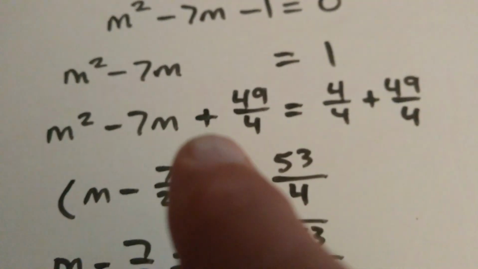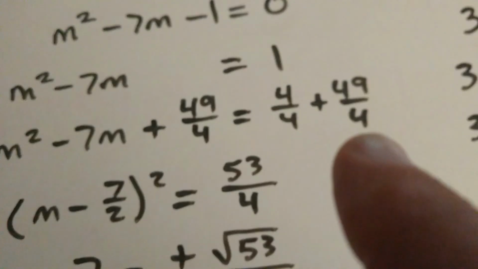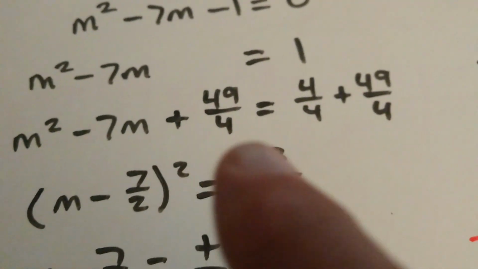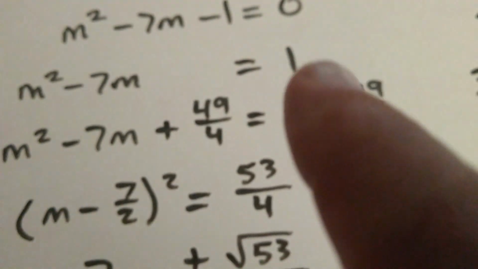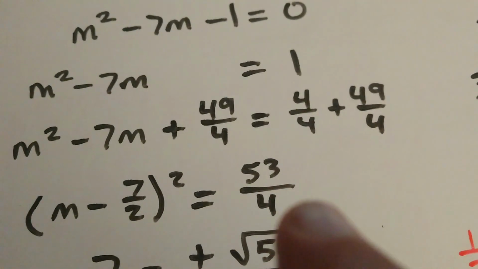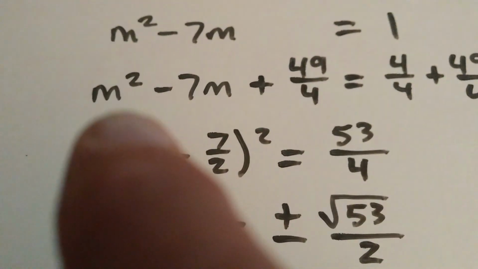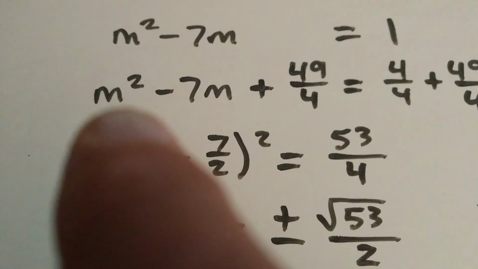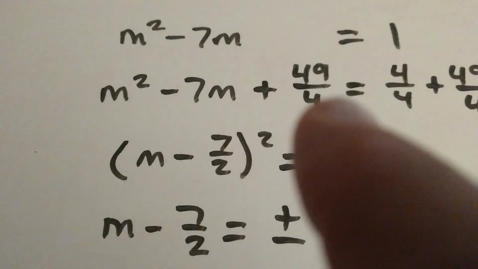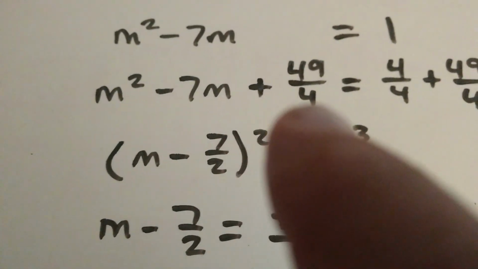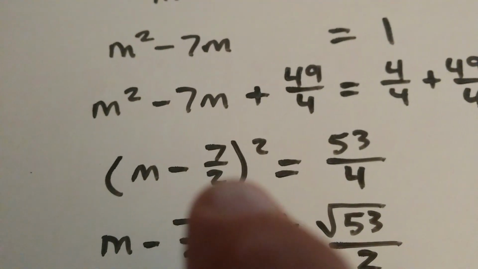Now the thing I have to realize is that in algebra, if I add 49 fourths to one side, I have to add 49 fourths to the other side. So now what happens is I change this 1 to be 4 fourths just by multiplying by 4 over 4. Add these together, I get 53 fourths. To get my square, I take the square root of the first term, the square root of m squared is m, keep the middle sign, take the square root of the last term. The square root of 49 is 7, the square root of 4 is 2 on the bottom, parentheses, I've got m minus 7 halves squared.